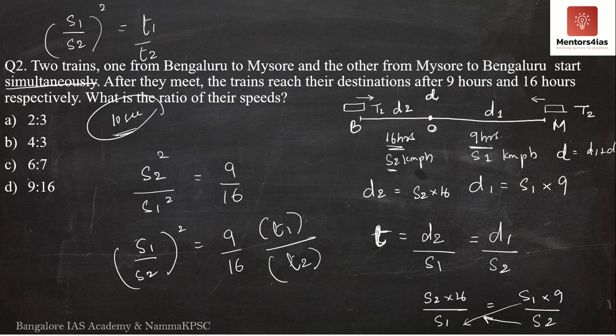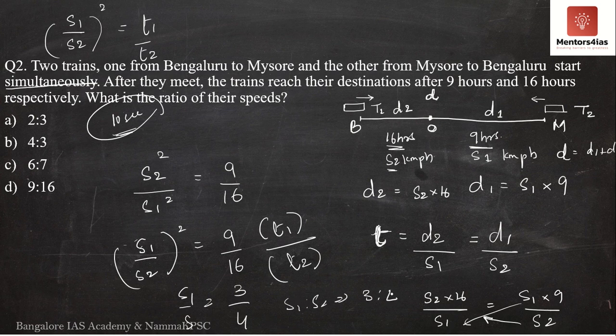Maybe there could be websites or books which will give you the shortcut straight away, but I have explained how you get this shortcut itself, so that you don't have to remember the shortcut. So S1 by S2 whole square is equal to 9 by 16, where the question is asking for the ratio of their speeds. Therefore S1 by S2 is nothing but root of 9 by 16, that is 3 by 4.